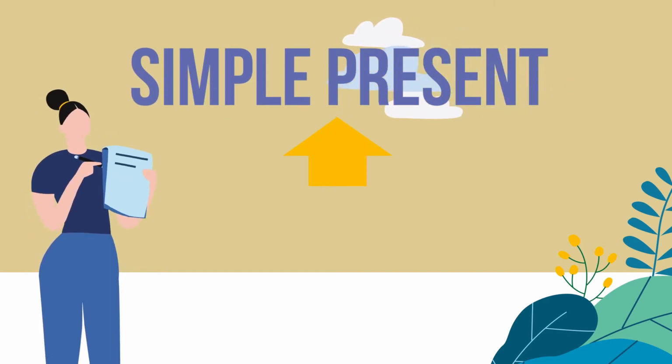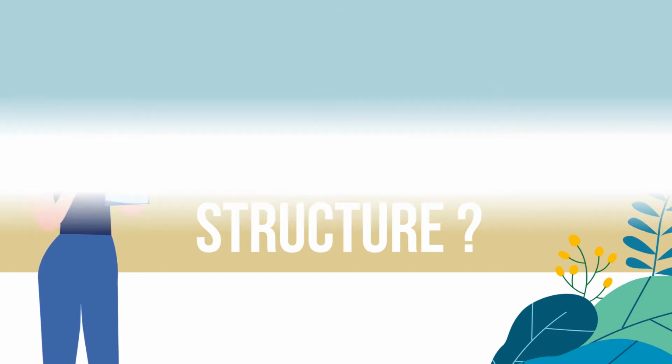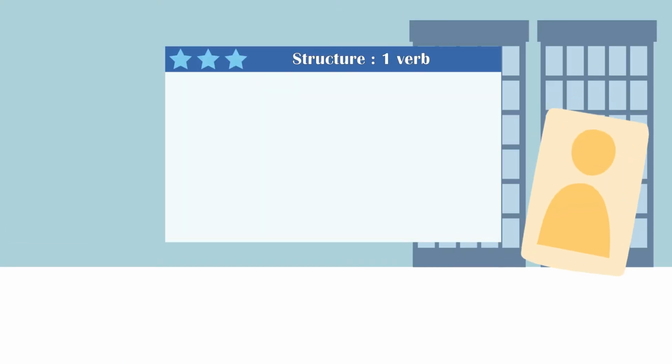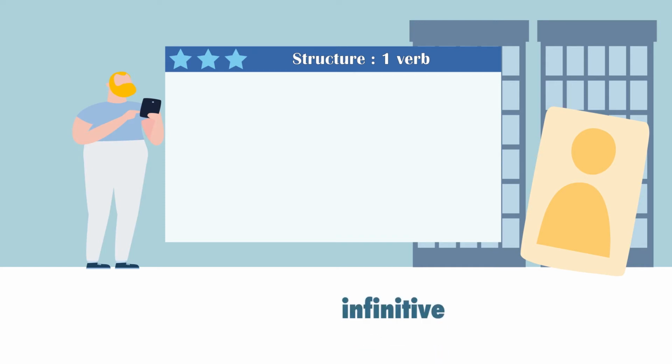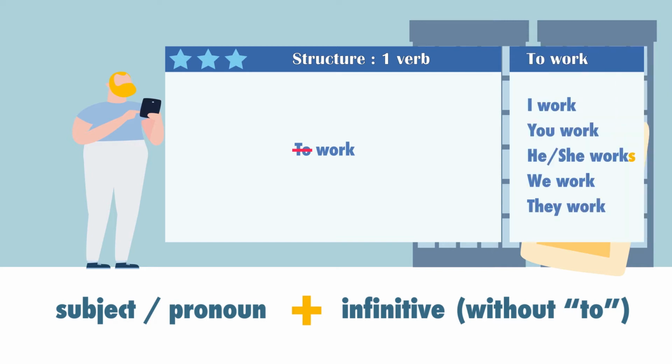First things first, the structure. How do we form this tense? It's called simple because you only need one verb. You take the infinitive, for example, to work, remove the to, and place the verb after the subject. Then conjugate it. This is the easy part. The only change you have to make is to add s to the third person singular.